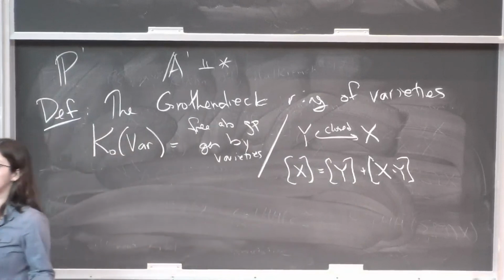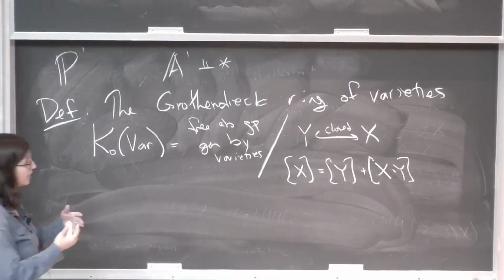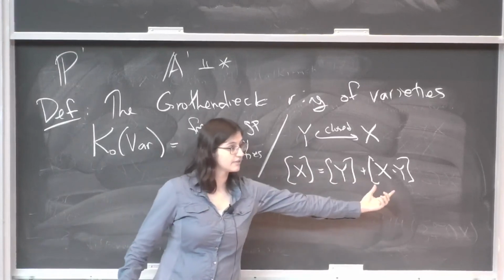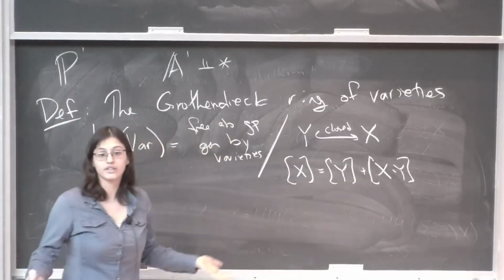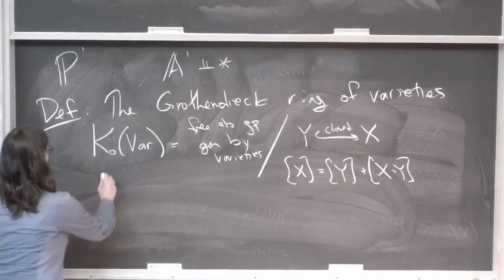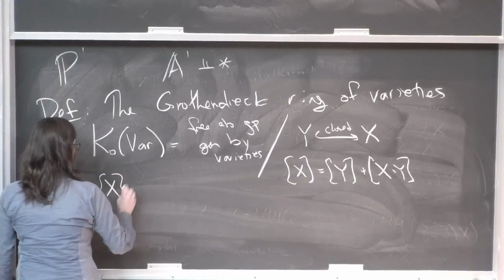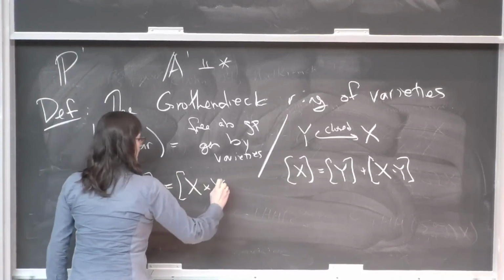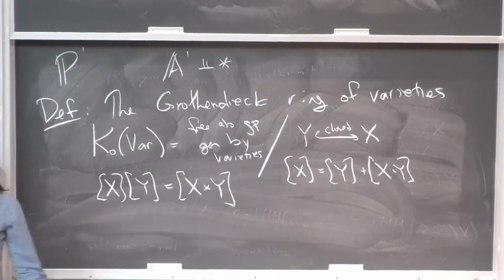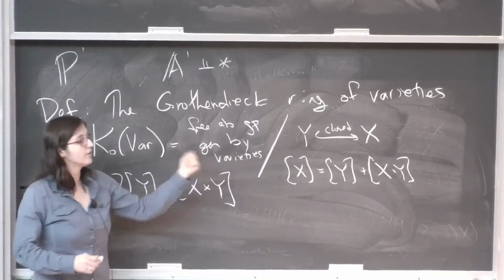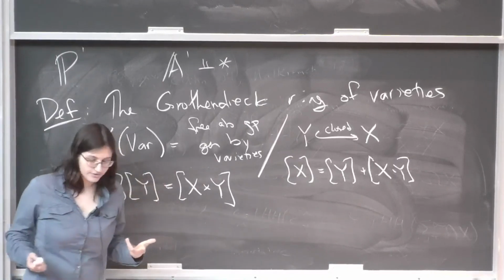You can see that if two varieties are scissors congruent, that lets you decompose each of the varieties into pieces, and then this tells you that they're going to be equal in this ring. I haven't told you the ring structure yet. It's not really going to matter for this talk, but in the interest of completeness, we define the ring structure to be given by Cartesian product. So in a certain sense, this encodes all of the information of scissors congruence.